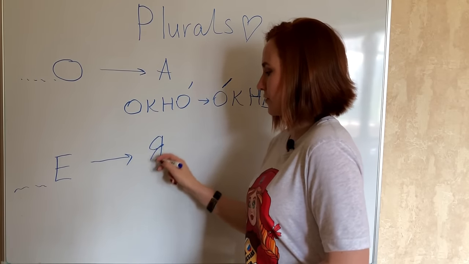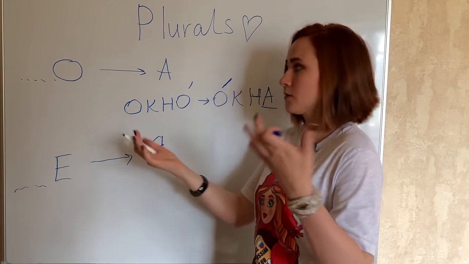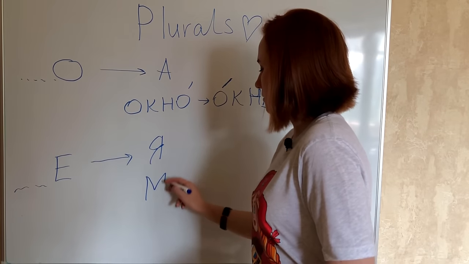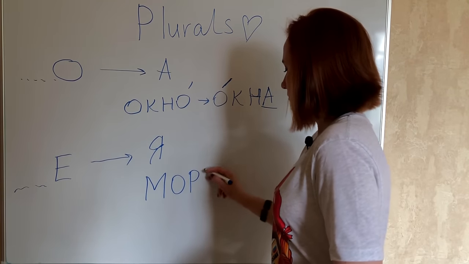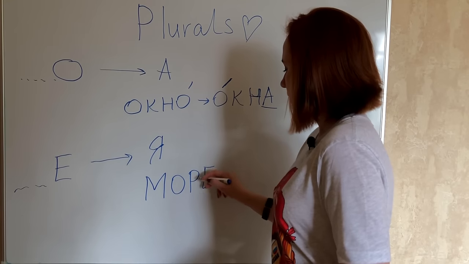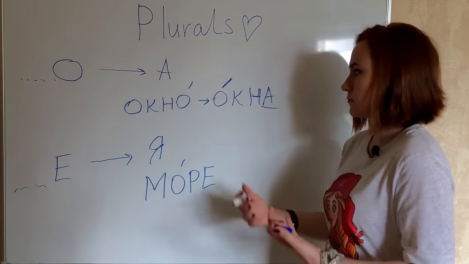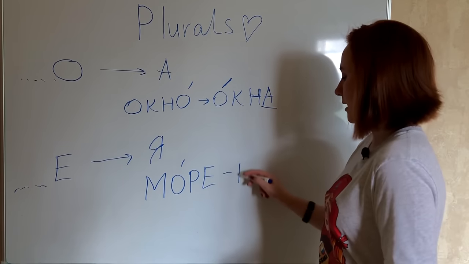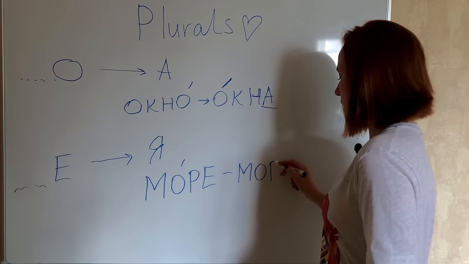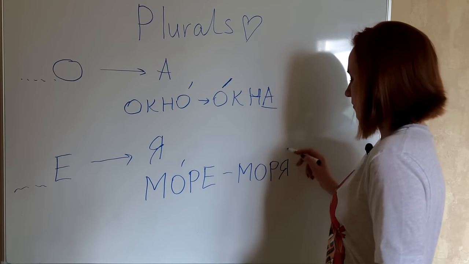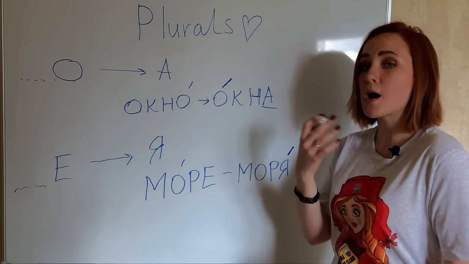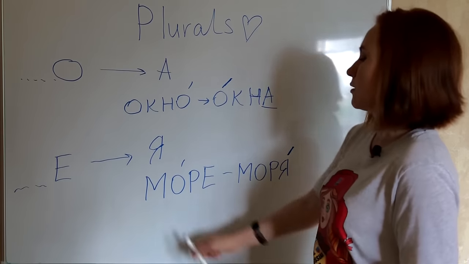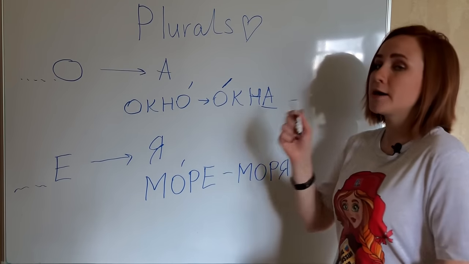And if you have е in the ending, it turns to я, of course. Hard, soft, as usual. So for example, the word sea, море. Look at the ending, е turns to я: моря. Again, vowel reduction. Always remember about it. Моря.